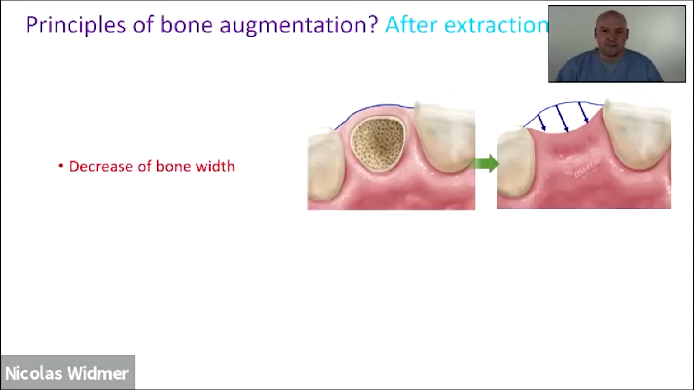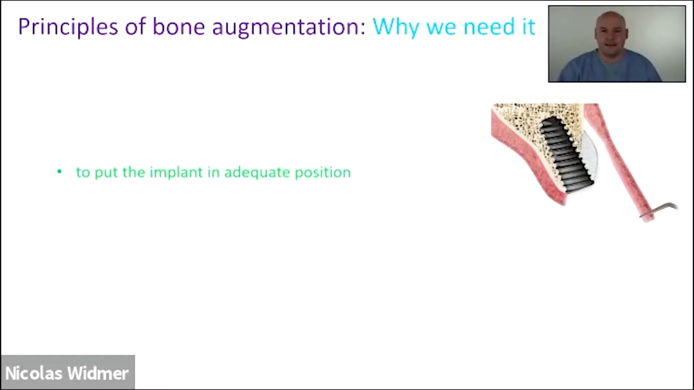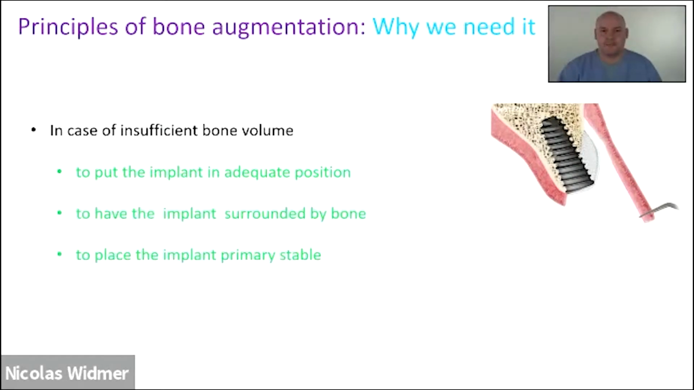After extraction, it's very basic. We have, of course, a decrease of bone width and bone height. And finally, when we want to place an implant and we have insufficient bone to place the implant in the right position and to have the implant surrounded by bone and to get a good primary stability, very often we need bone augmentation.